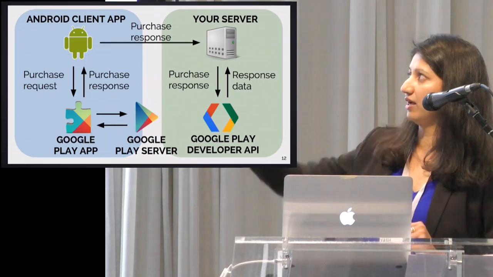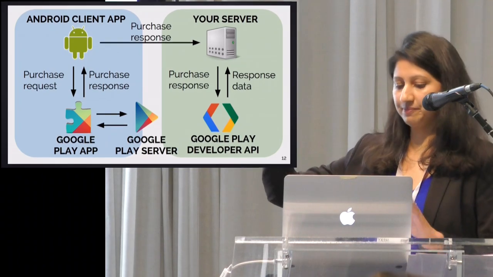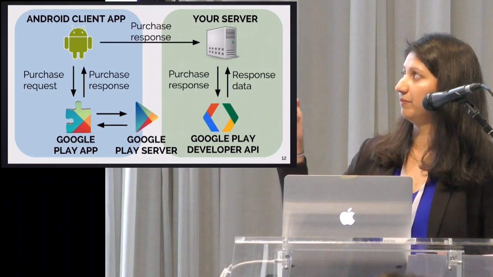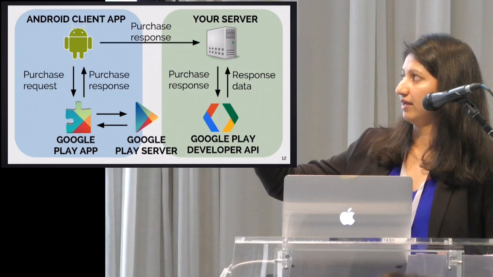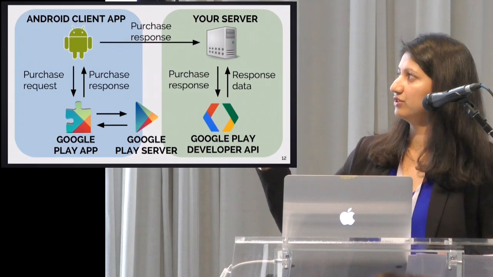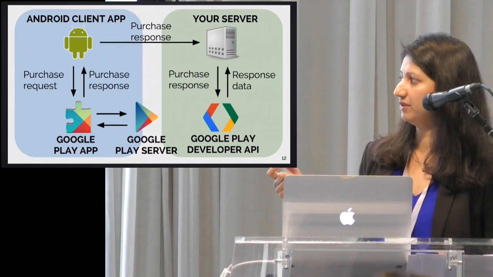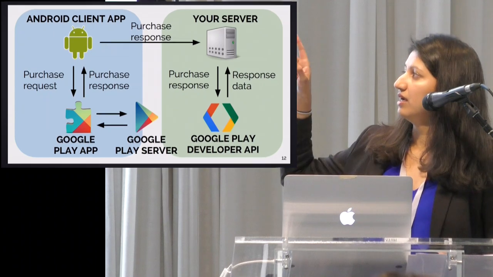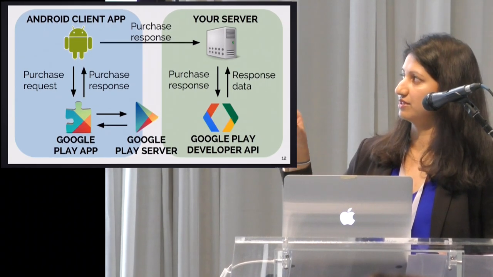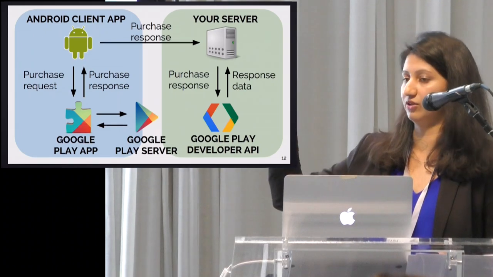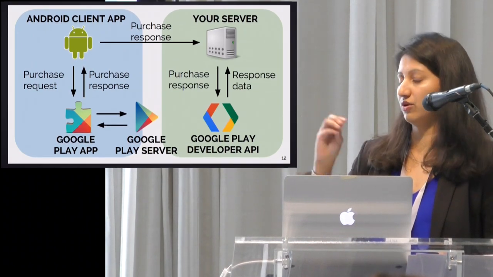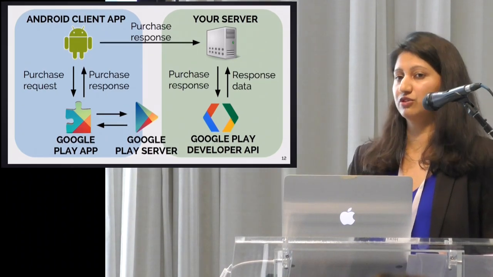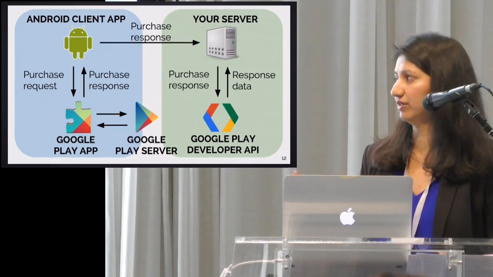On the left-hand side, you have the client-side workflow. How this works is when you implement in-app billing in your client app, and a user hits purchase, a purchase request is sent to the Google Play app, and the Google Play app talks to the Google Play server, sends that request along, and the Google Play server sends that response back through the Google Play app back to your client. So at no point is your app directly talking to the Google Play server, it's talking via the Google Play app, which is on a lot of Android devices out there.